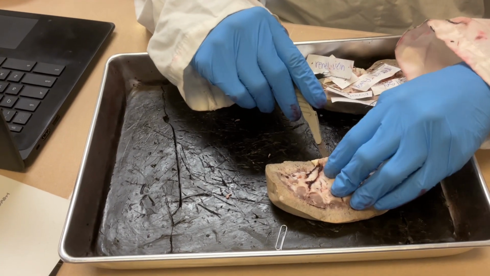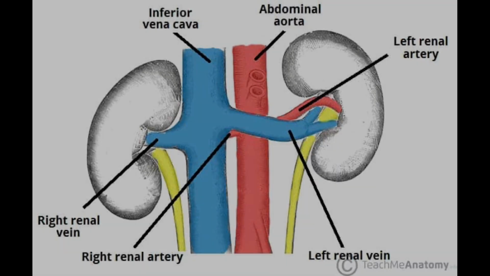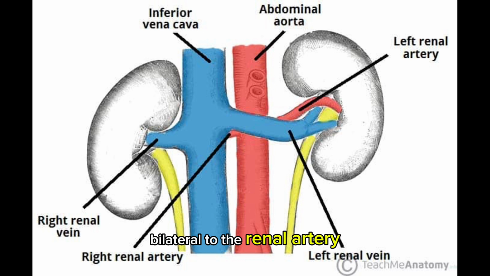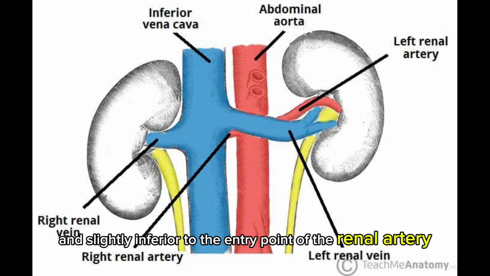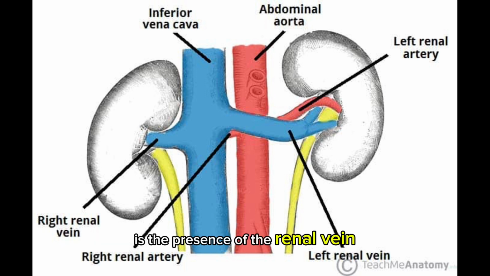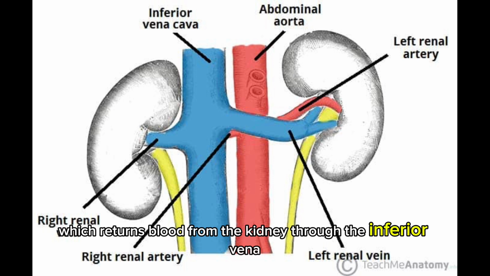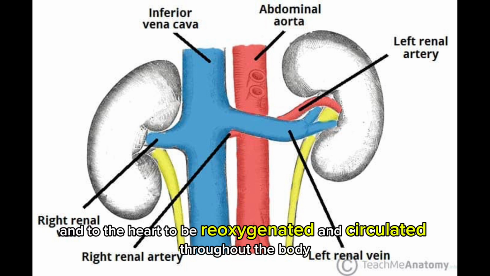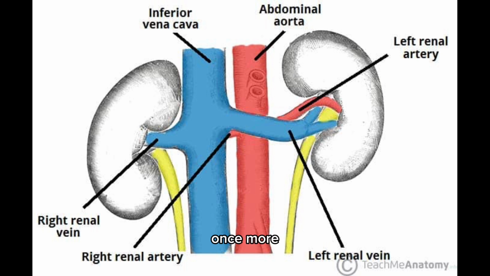Over superior. In the middle, we have the renal vein. Bilateral to the renal artery and slightly inferior to the entry point of the renal artery is the presence of the renal vein, which returns blood from the kidney through the inferior vena cava into the heart to be reoxygenated and circulated throughout the body once more.